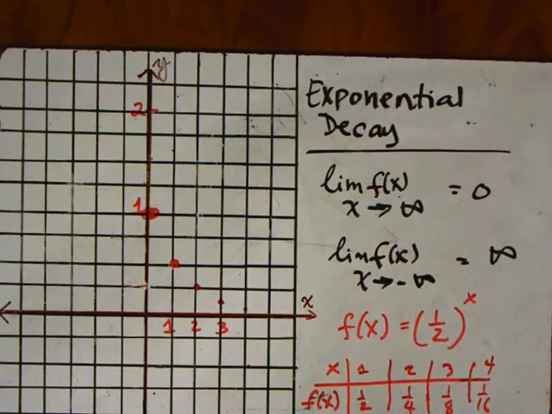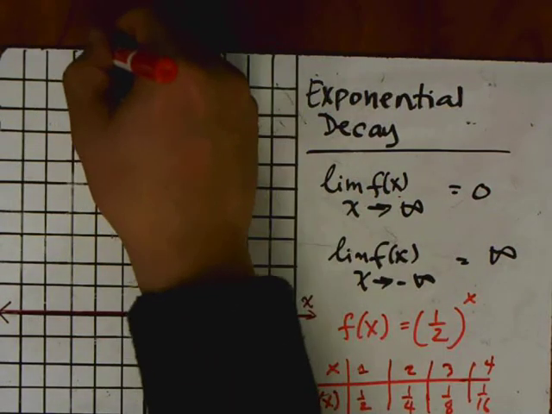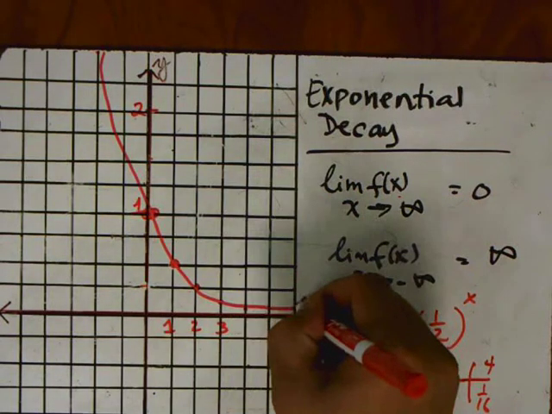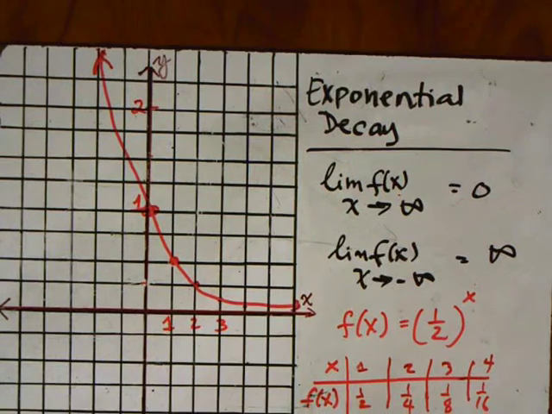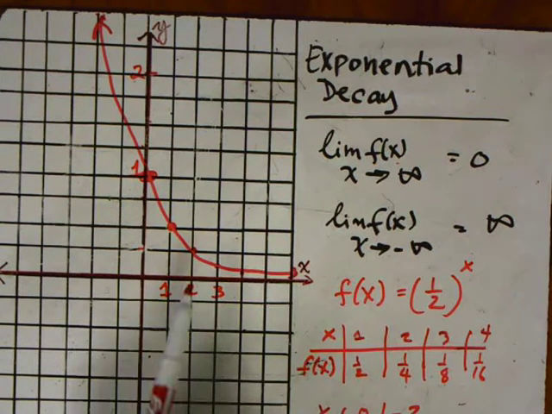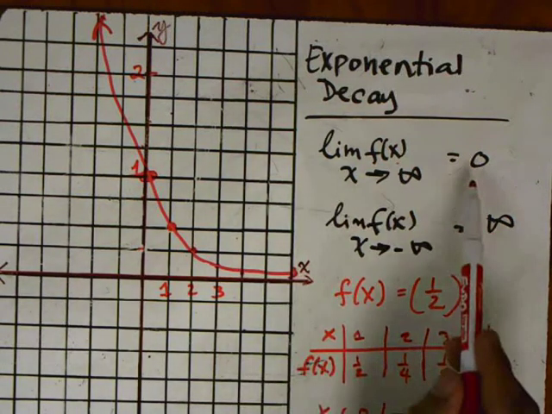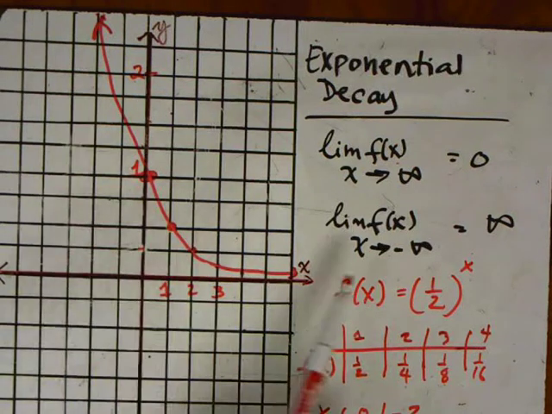To graph this, just draw a curve through all of these points, and there you have it, a graph of f of x equals 1/2 to the x. This is an example of exponential decay, because as x increases, f of x, the y values, get smaller and smaller until it approaches 0. As x decreases or goes towards negative infinity, f of x actually grows and gets larger and larger.